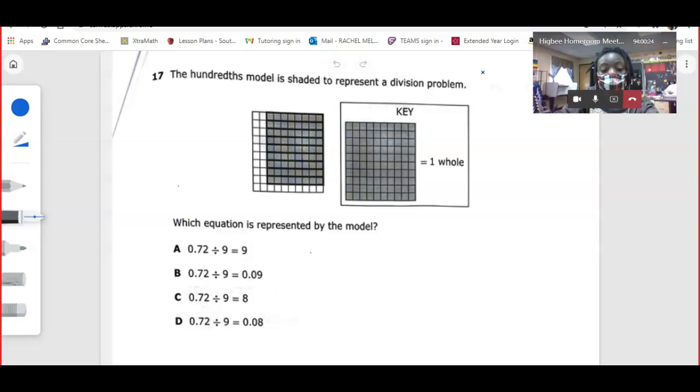Okay. They're giving you a key. What does a key mean? Lyric, what does a key mean?